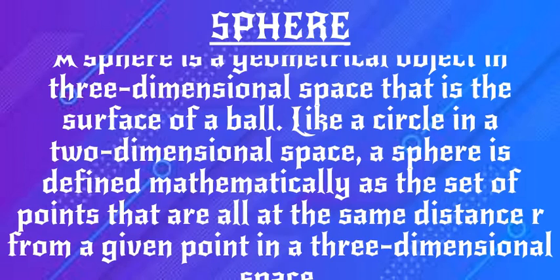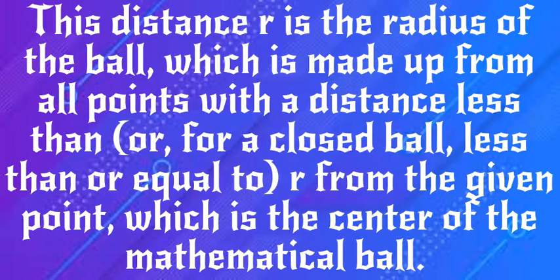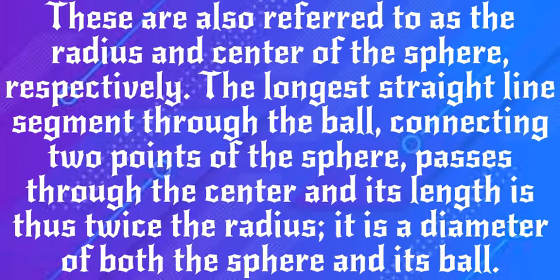Sphere. A sphere is a geometrical object in 3-dimensional space that is the surface of a ball. Like a circle in a 2-dimensional space, a sphere is defined mathematically as the set of points that are all at the same distance r from a given point in a 3-dimensional space. This distance r is the radius of the ball, which is made up from all points with a distance less than, or, for a closed ball, less than or equal to, r from the given point, which is the center of the mathematical ball. These are also referred to as the radius and center of the sphere, respectively.